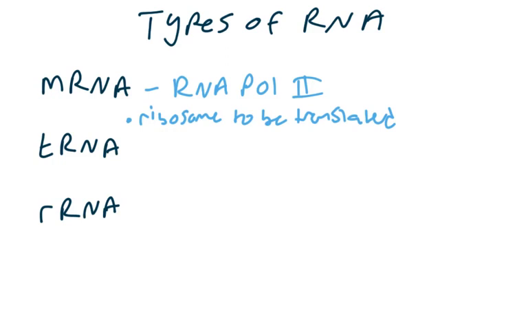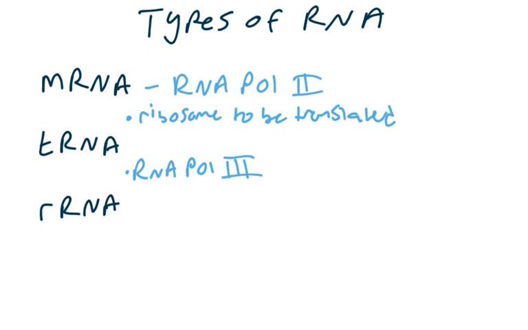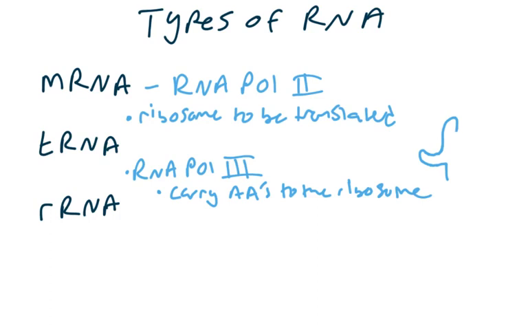tRNAs are made by RNA polymerase 3. What tRNAs do is they're the RNAs that carry the amino acids to the ribosome. And if you remember, tRNAs have that kind of weird shape. This is a terrible drawing, but for the sake of illustration, they have that weird shape.